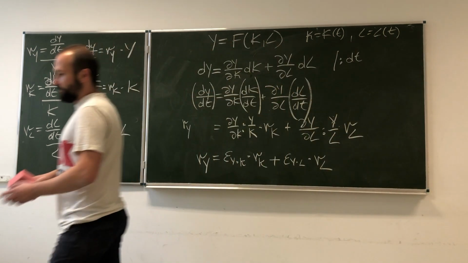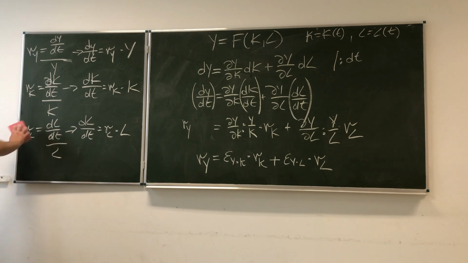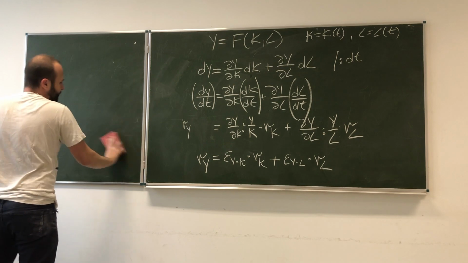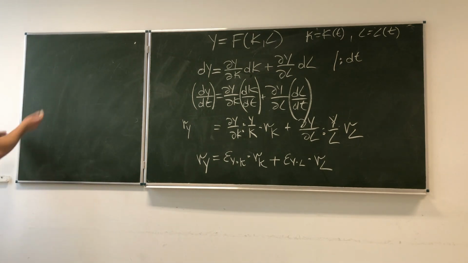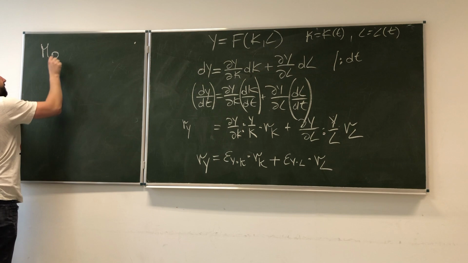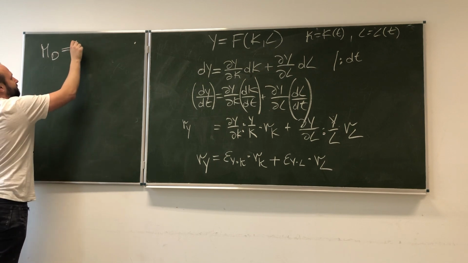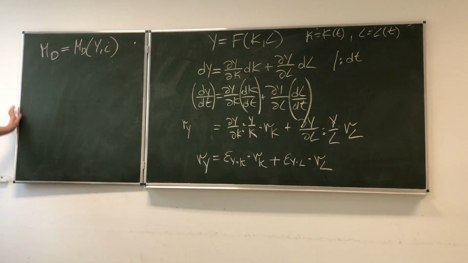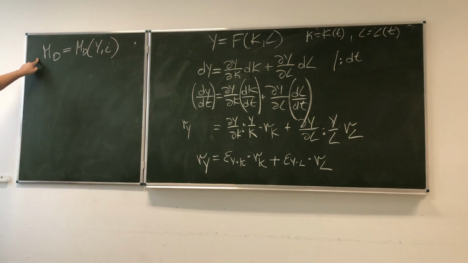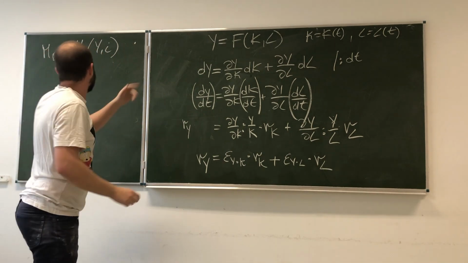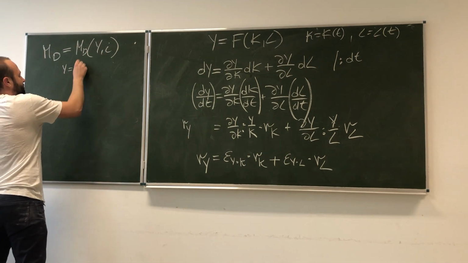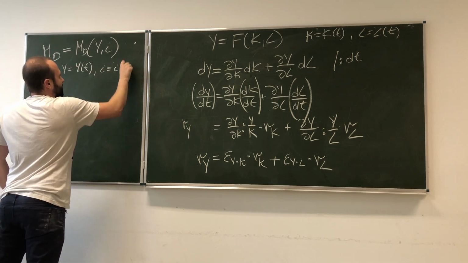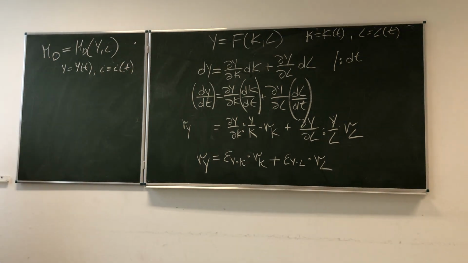Okay, and at home, I would like you to do a very similar thing to what I did here. You only need to go through exactly the same steps, but we do it for money demand. So we've got money demand as a function of income and interest rate. Now, please get from this expression to this expression, and of course we are assuming that y is a function of time, and interest rate is also a function of time.